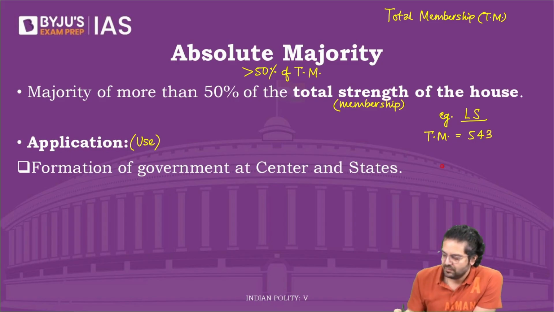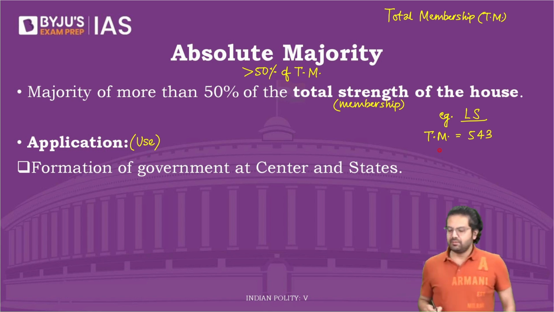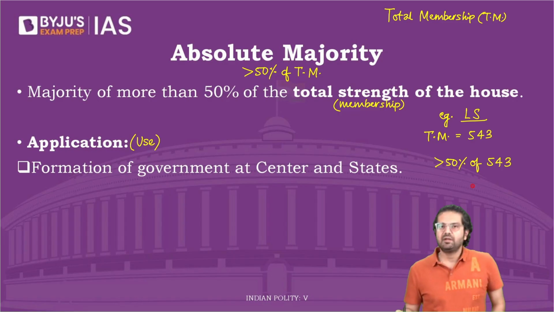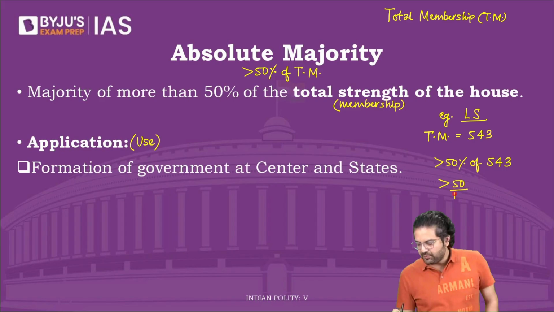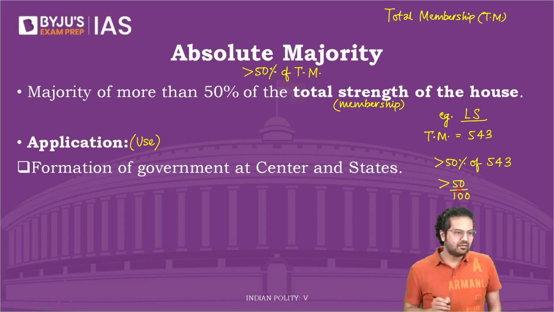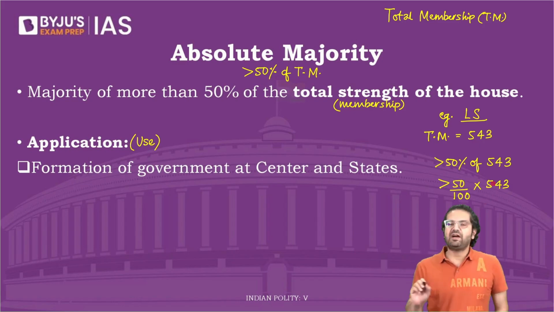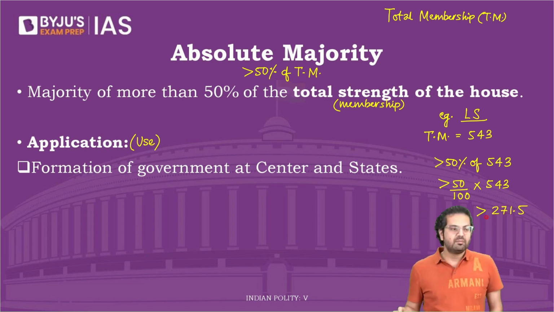543. So what is going to be the absolute majority? More than 50% of 543. What is 50%? 50% means 50 upon 100. That's how you write it. Simple maths. Of means into 543. This means half of 543 is what? 271.5. But we want more than that.